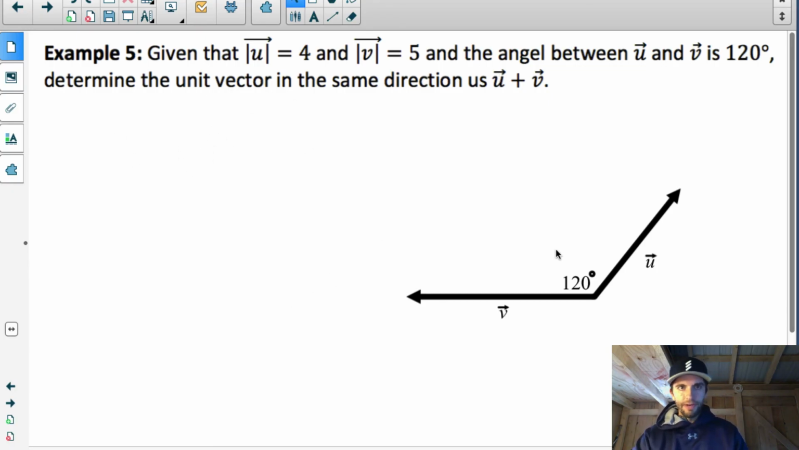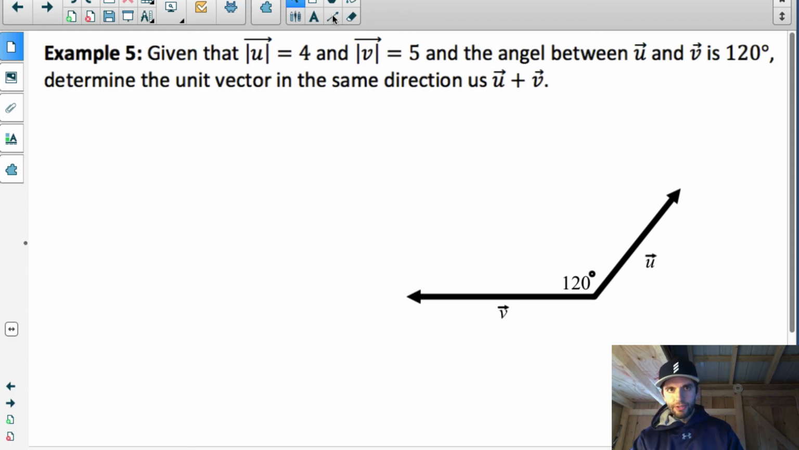Last example, example 5. Given that the magnitude of u is 4, the magnitude of v is 5, and the angle between them is 120. When we have an angle between two vectors, it means when they're tail to tail. So if it says the angle between vectors is 120, that means if they were tail to tail, the angle between them is 120. Determine a unit vector in the same direction as u plus v. That means find a vector that goes in the direction of u plus v, but has a length of 1.